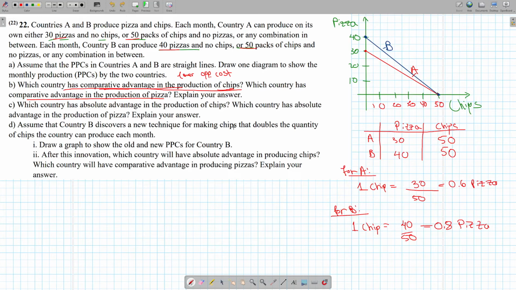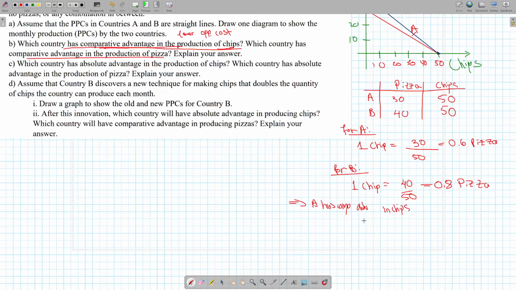Now, for the production of pizza, usually if you have comparative advantage in one good, you can't have it in the other good. Okay, so take it as a really quick note. But it's not sufficient in your written part just to say, oh, since A has comparative advantage in chips, meaning B will be the one for pizza. No, that's not how it works. You actually have to calculate it.